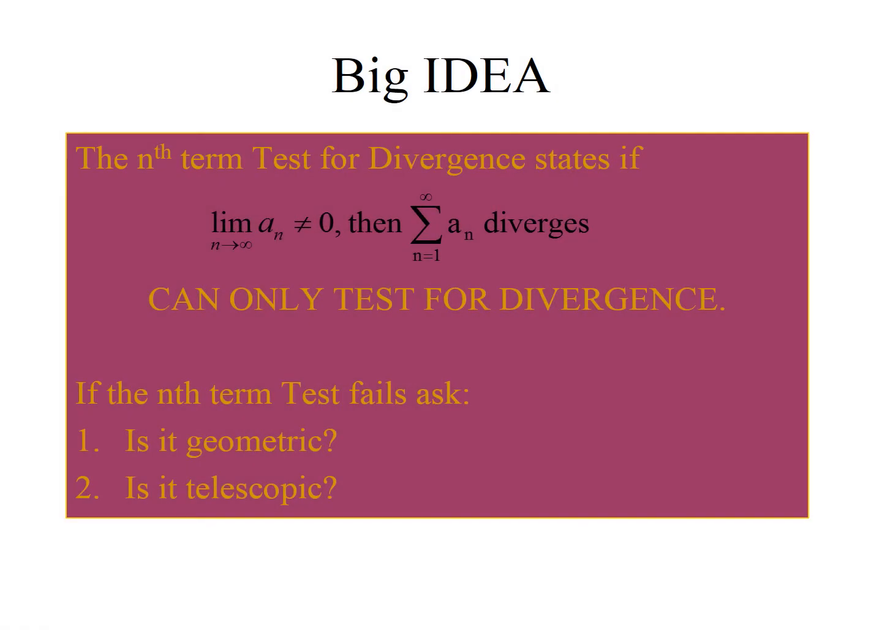Okay? So, the nth term test for divergence states that if the limit of the series is not equal to 0, then it diverges. If it's equal to 0, then we have to use another test. And at this point in your math career, the only two tests you know are geometric and telescopic. You're going to learn more tests after that. But for now, we're going to take the nth term test. If it fails, then we're going to ask, is it geometric or is it telescopic?